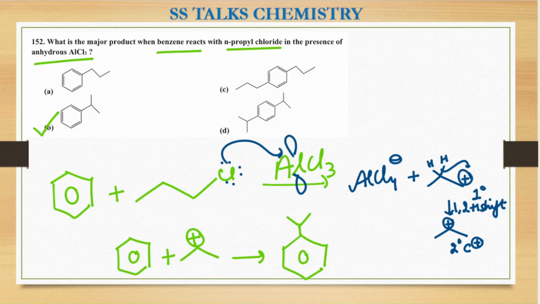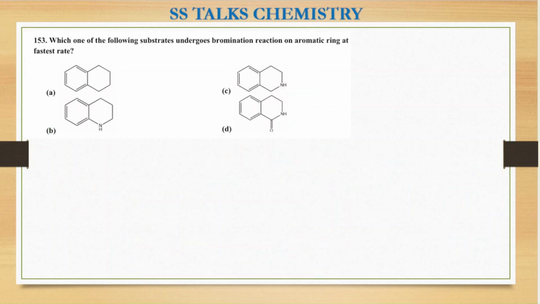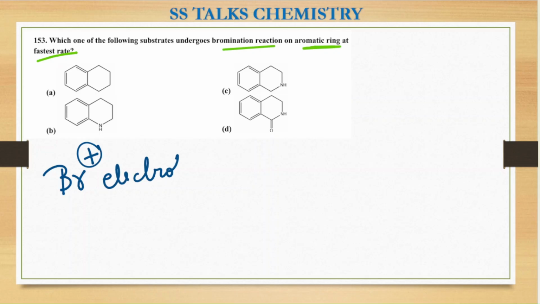Okay. Now the next question we have is this one. It says which of the following substrates undergoes the bromination reaction on the aromatic ring at the fastest rate. So what you have to do is, on these benzene rings, find in which case you are going to observe the fastest bromination. In bromination reactions, your Br positive is the electrophile, and electrophilic substitutions are taking place.